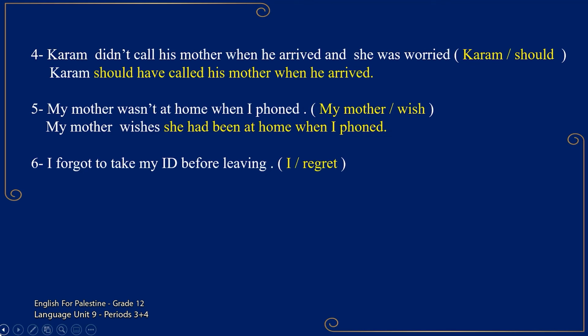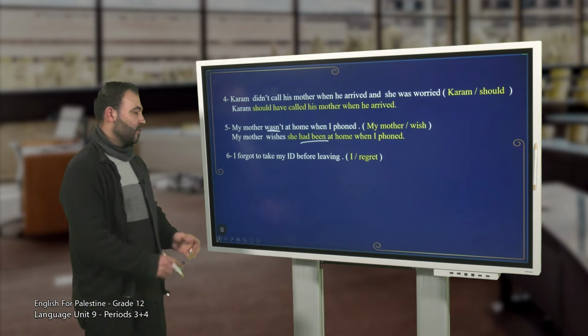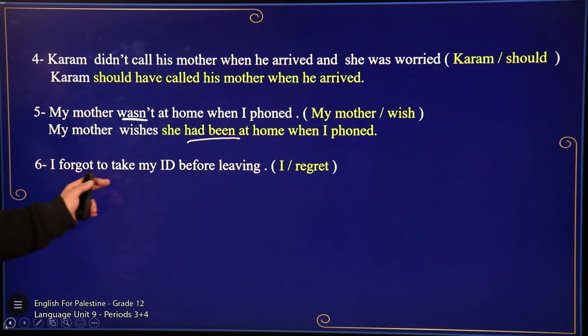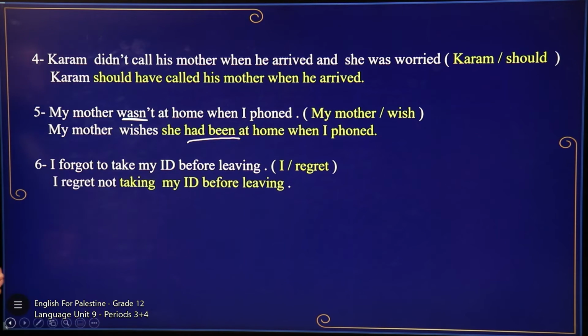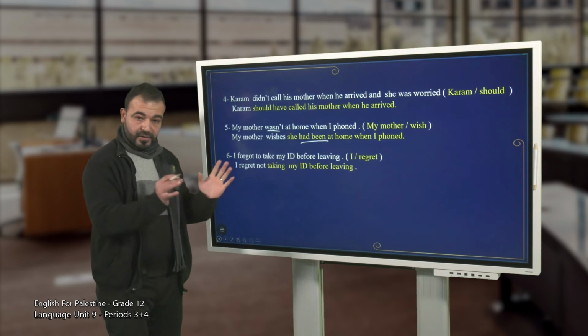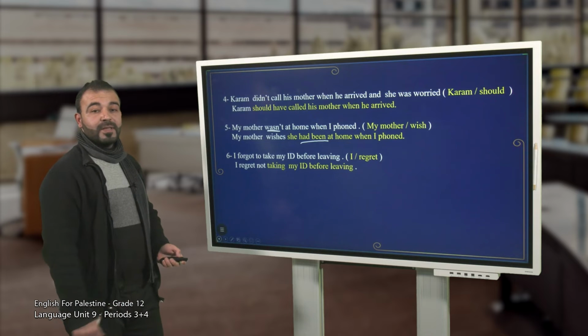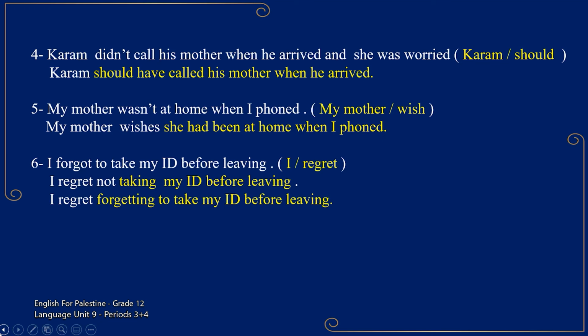Sentence number 6. I forgot to take my ID before leaving. Now, I regret. Let's see this sentence. It's very important. We have a trick here. I forgot to take my ID before leaving. The first possible answer is, I regret not taking my ID before leaving. Here is a good sentence, and the meaning here is correct. There's another possible way to do it. I regret forgetting to take my ID before leaving.